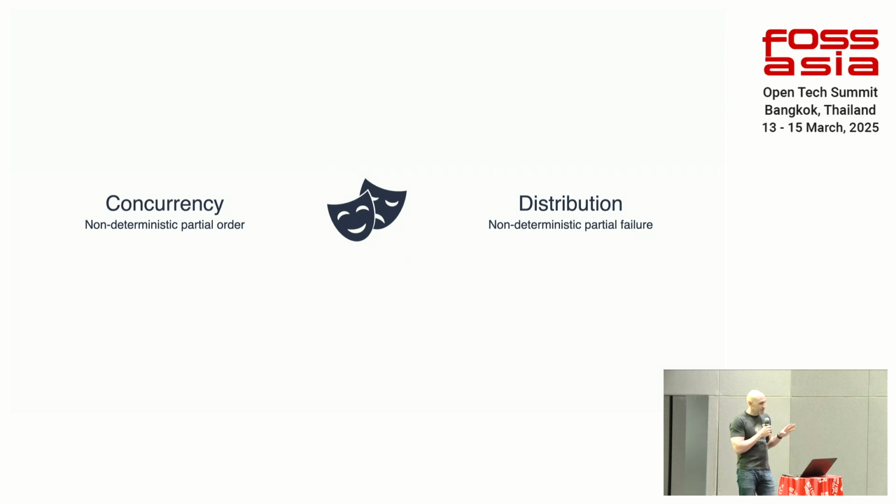The first is non-deterministic partial order, introduced by concurrency. In a concurrent system, we simply don't know what will happen next. And the second is non-deterministic partial failure, introduced by distribution. So in a distributed system, we simply do not know what will fail next.